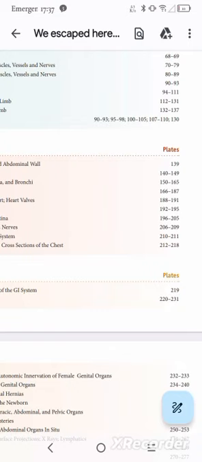Chapter 3: The abdomen. Plates. Regions of the body, diagram of the GI system, 219. Anterior abdominal wall, 220 to 231.